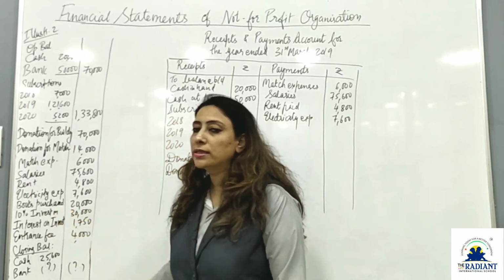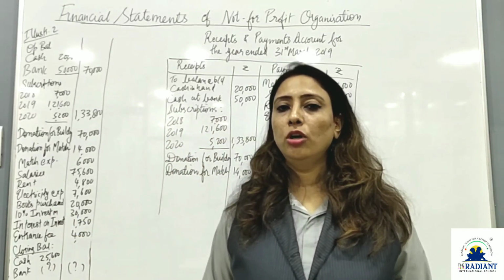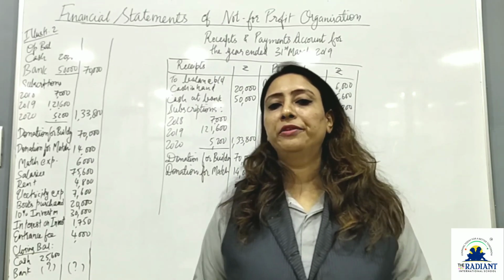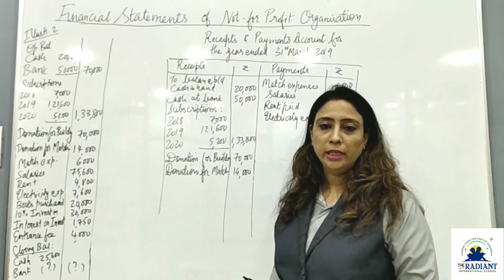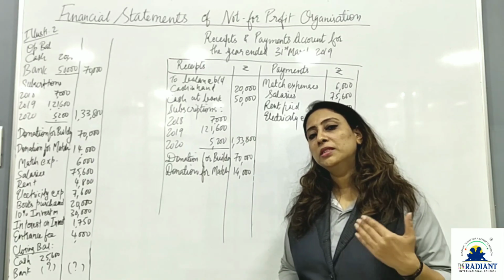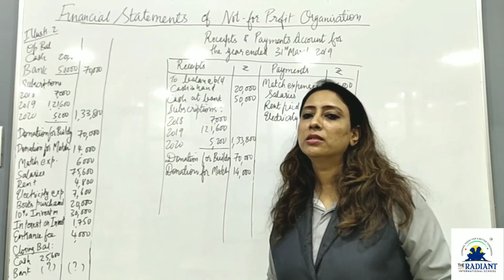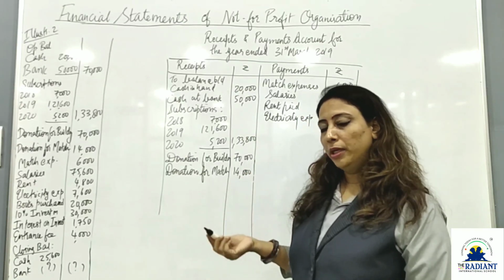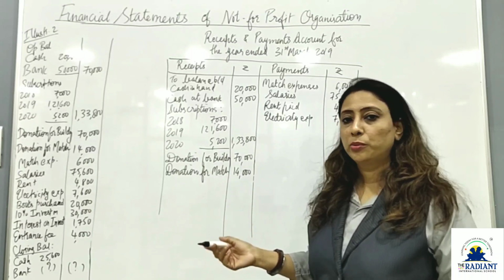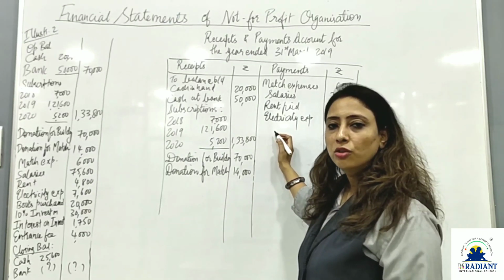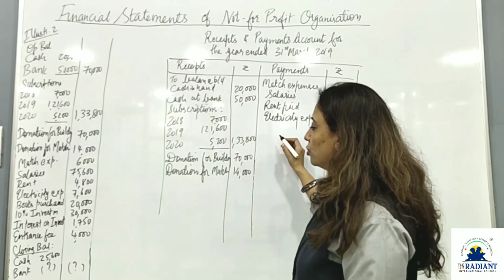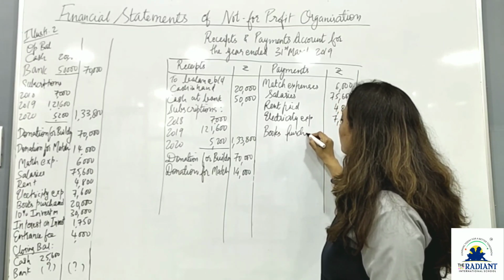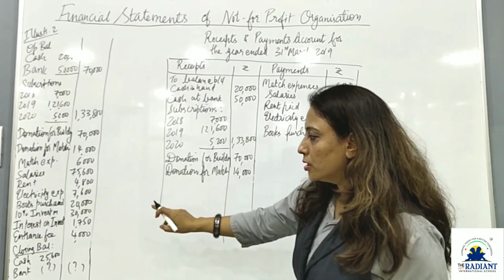Then comes books purchased. Now books are your fixed asset. For a library it can be a fixed asset. So if you are buying a fixed asset, again you are spending your money towards that purchase. That means it is your expense. It is a capital expense, but still we note down all the expenses on the payment side, whether it is capital expenditure or revenue expenditure. So we are going to write purchase of books on the payment side. So books purchased amount is 20,000.